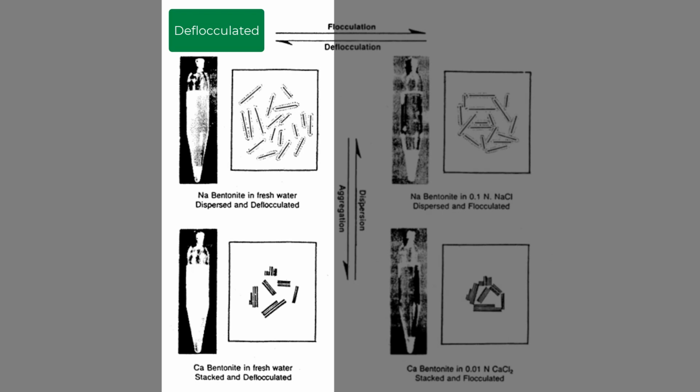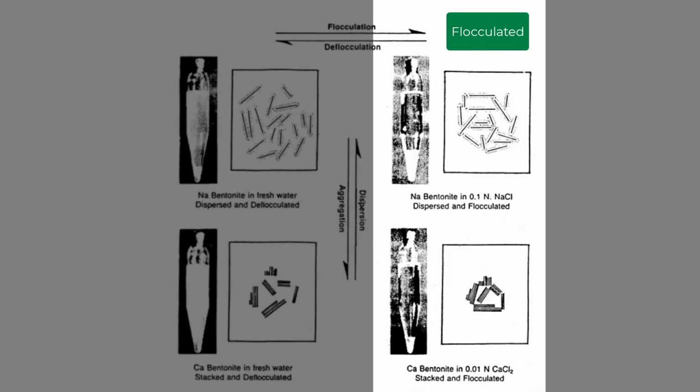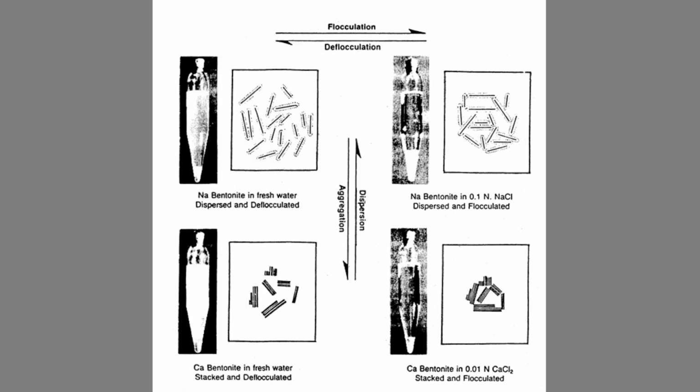Deflocculated systems are shown in the left column, where the particles repel each other and hence are separated. On the contrary, the flocculated systems shown in the right column contain particles that attract each other and are hence more closely packed. pH level determines whether a system is flocculated or deflocculated.